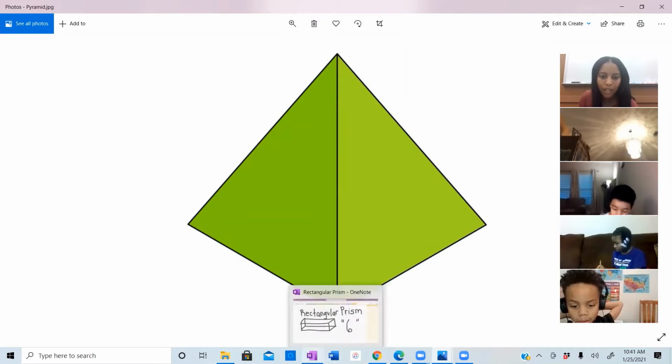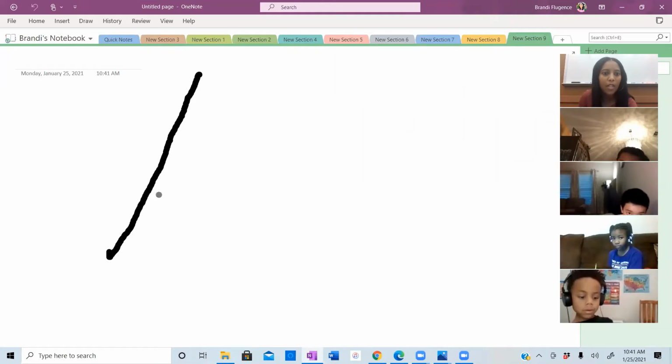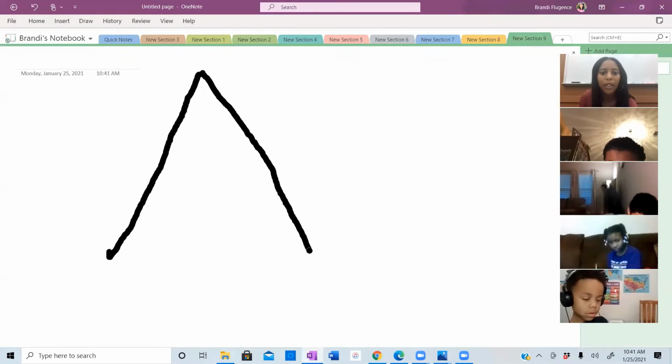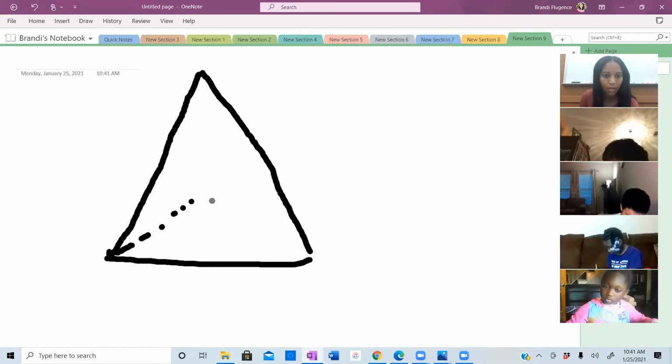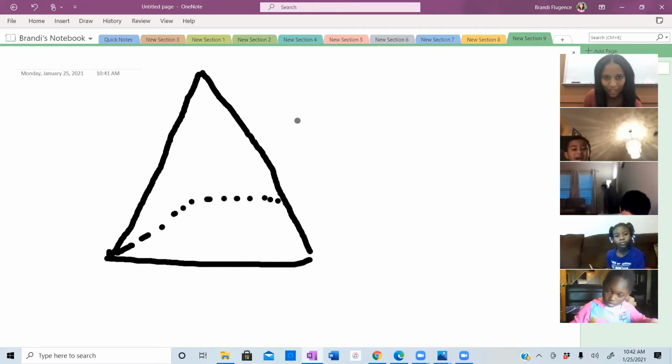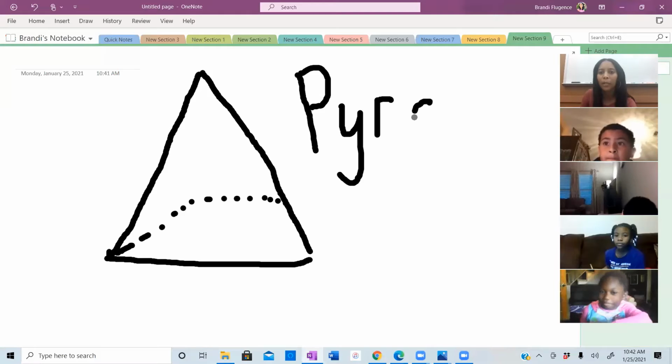All right. So let's go ahead and draw the pyramid. So this is another one Miss Flugence isn't the best at, guys. So we will just work it out. So this is a triangle. And this is a triangle. Triangles are easy to draw. Okay. So that's the best I can do, but you get that it's a pyramid. Pyramid.